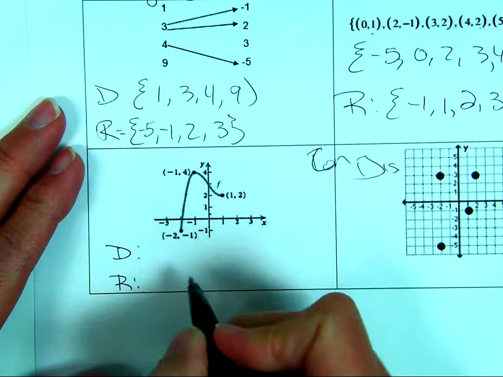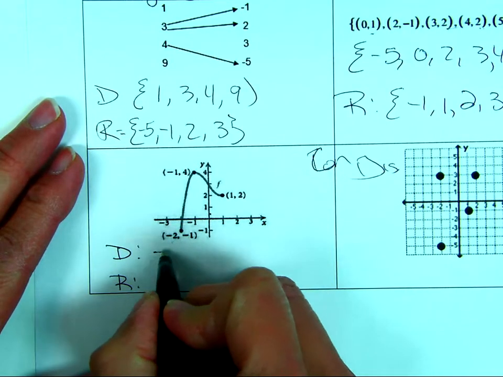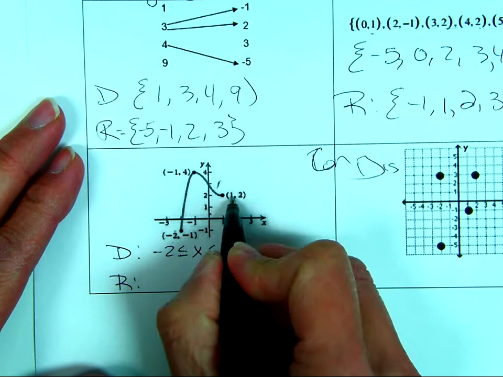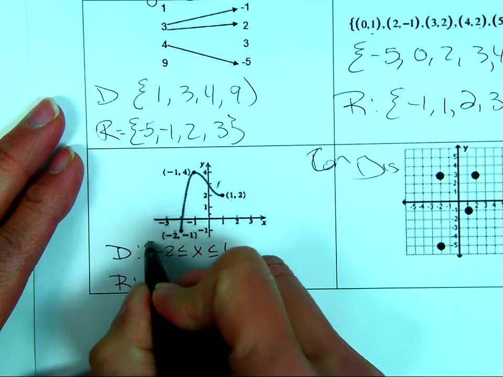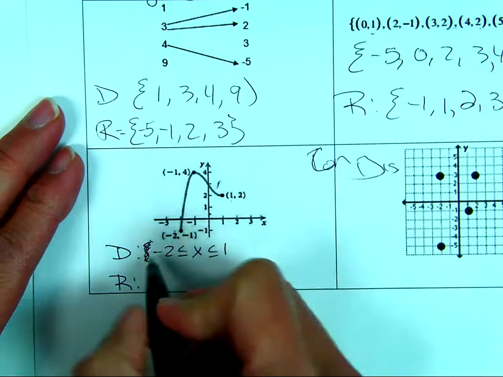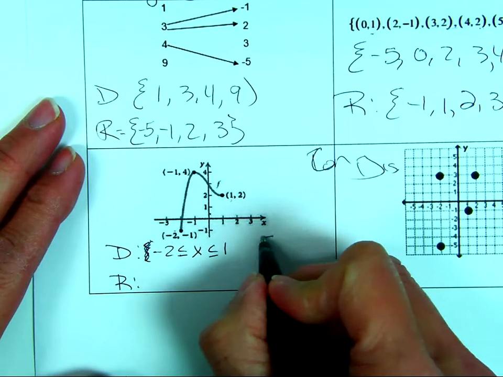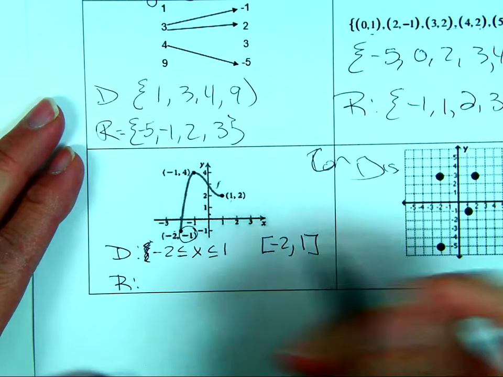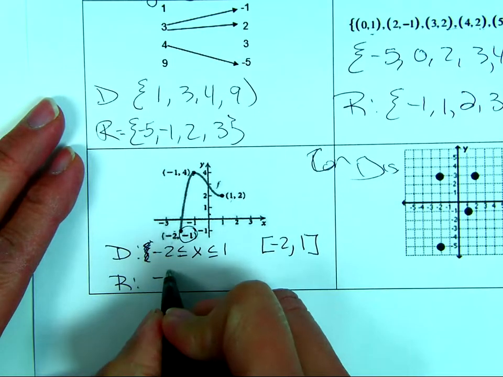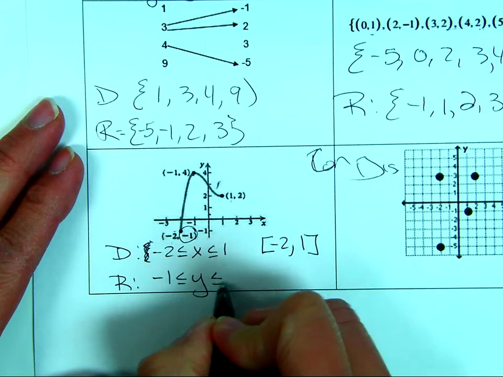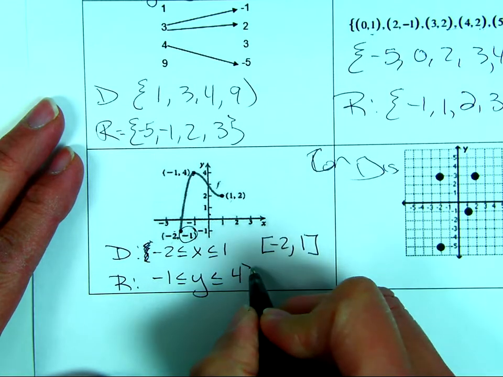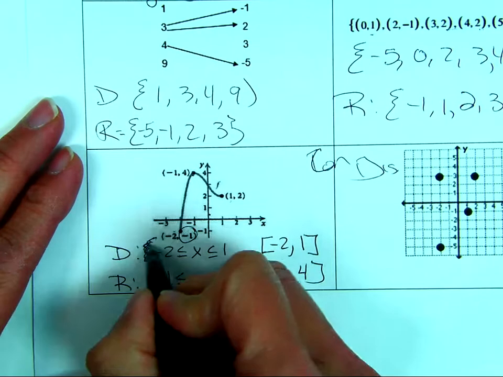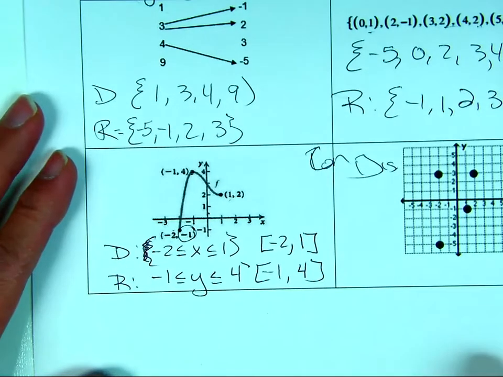Let's go. So leftmost point looks like -2. Closed circles on all of them. And rightmost point looks like a 1 for our x. Sometimes we do those braces things. Interval notation. So we have our brackets because it was included. And then our lowest point looks like a -1. Our highest point looks like a 4. So -1 is less than or equal to y is less than or equal to 4. And then square brackets, -1, 4. Yeah, sometimes we write those little braces there too, but I'm not going to be picky about that.